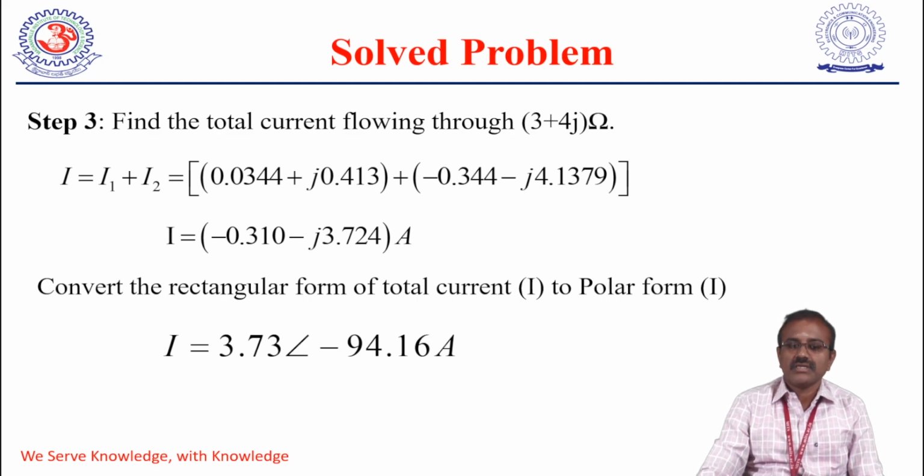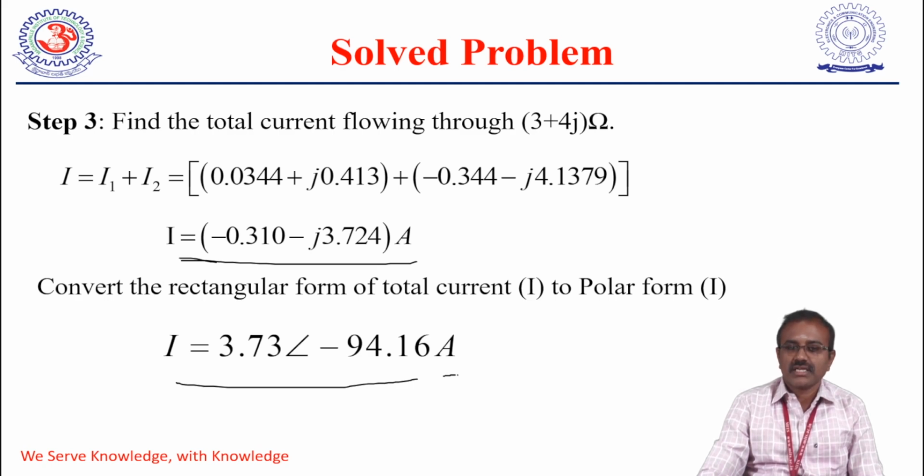Now this total current is in the rectangular form. We have to convert this rectangular form to polar form. With the help of a calculator, we can convert this value as I is equal to 3.73 angle of minus 94.16 amps. So this is our simple problem for the superposition theorem, how to do the theorem based on AC circuits.